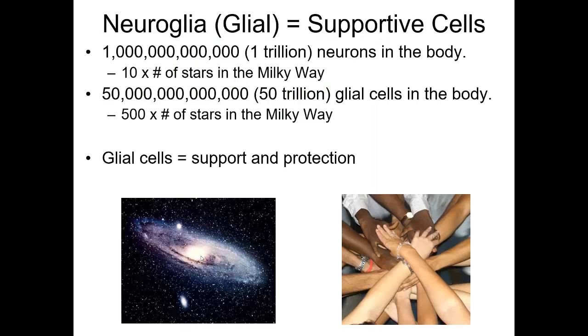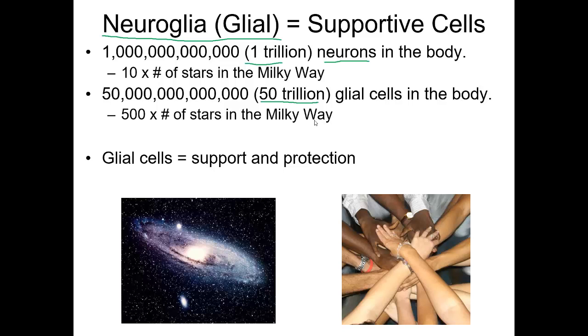Now, the next concept that we're going to talk about is the neuroglia, also referred to as glial cells. In the human body, we have about 1 trillion neurons, which are extremely important to the human body. However, we have about 50 trillion neuroglia or glial cells. Glial cells are just as important to the nervous system as neurons are. So let us talk about what these glial cells are and how they help the nervous system.